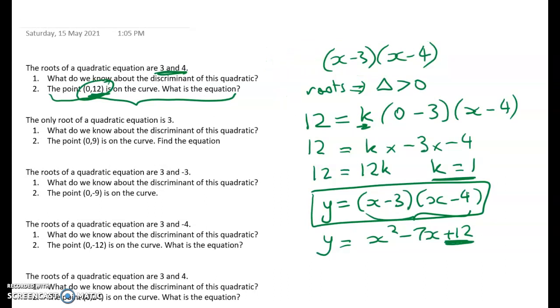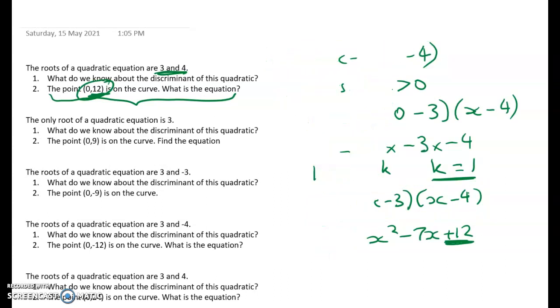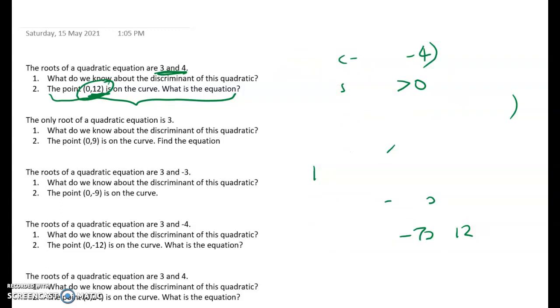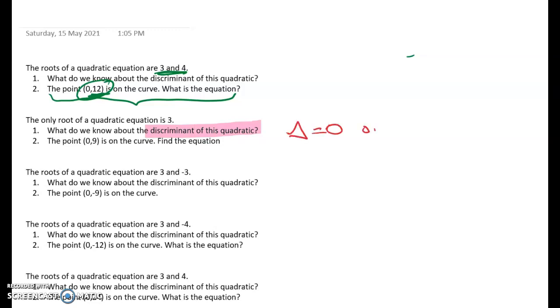Okay, the next one. The only root of a quadratic equation is 3. So if there's only one root, we know that the discriminant must be 0. One root means discriminant 0. That means my equation must be y equals something times (x minus 3) squared.